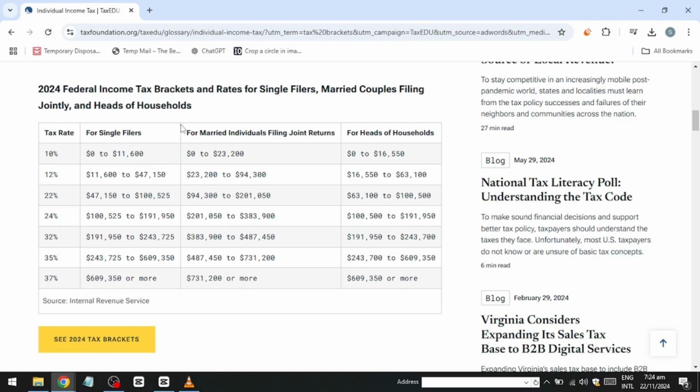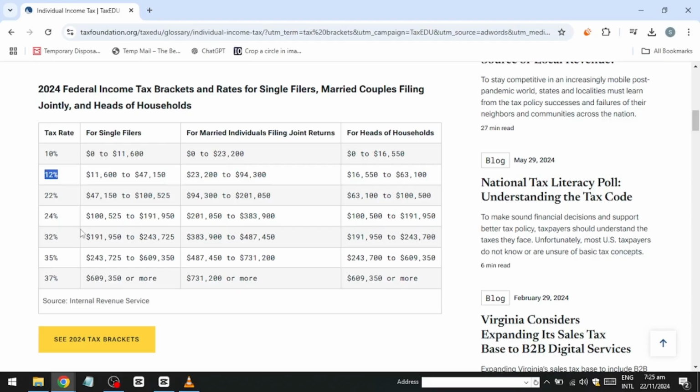Here's an example to make it easier to understand. Let's say you're filing your taxes as a single person in 2024 and you earn $50,000. The first portion of your income, up to $11,600, falls into the 10% tax bracket. This means you'll pay 10% of that $11,600 in taxes. The next portion of your income, from $11,600 up to $47,150, falls into the 12% bracket. You'll pay 12% on that segment of your income.